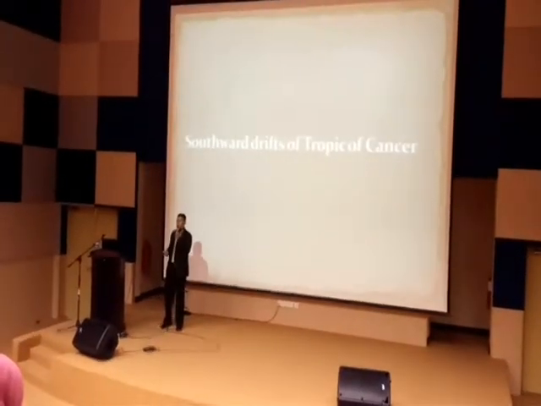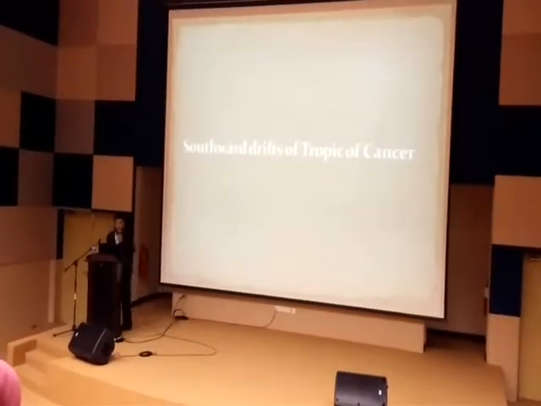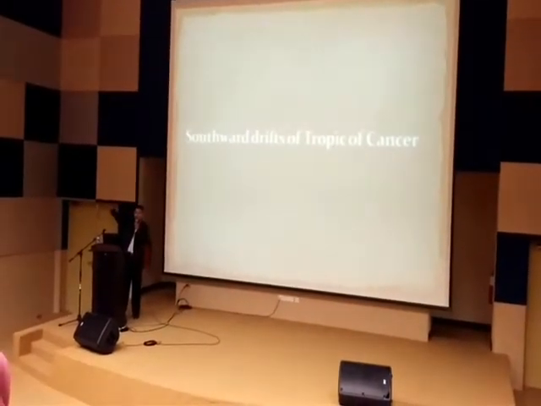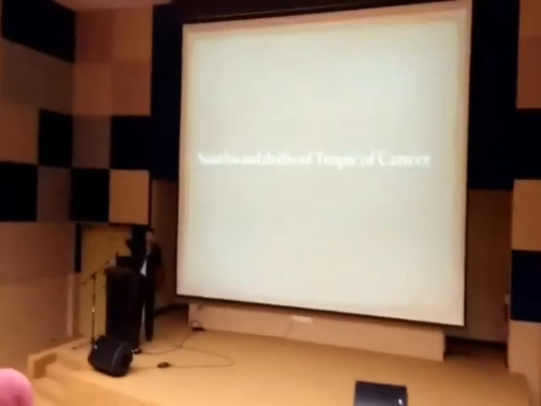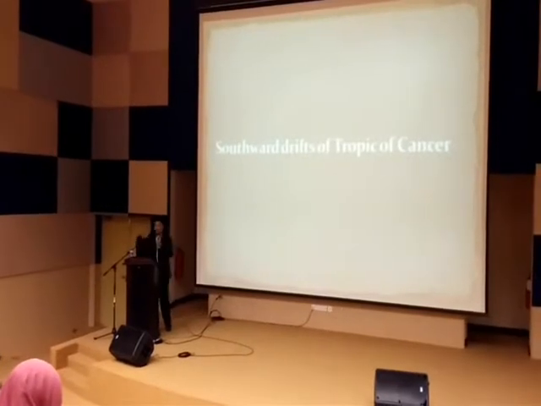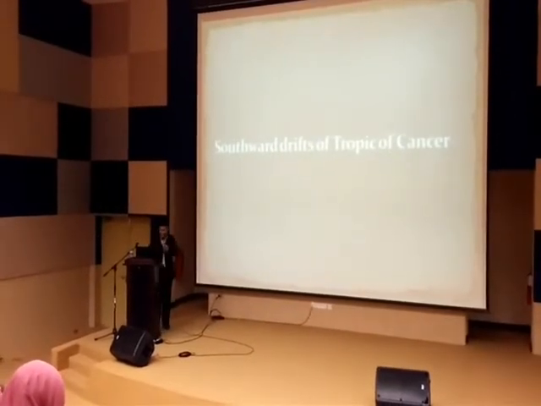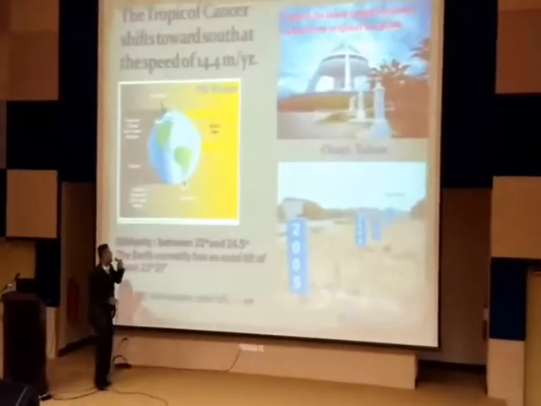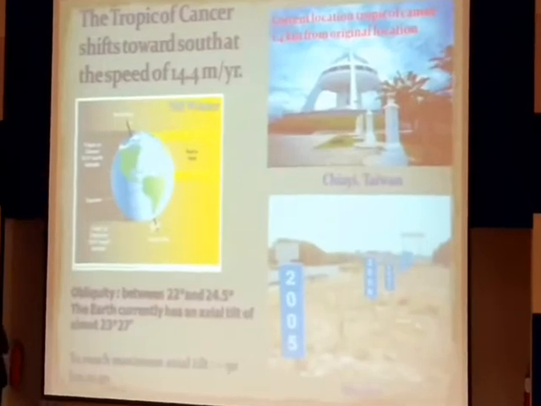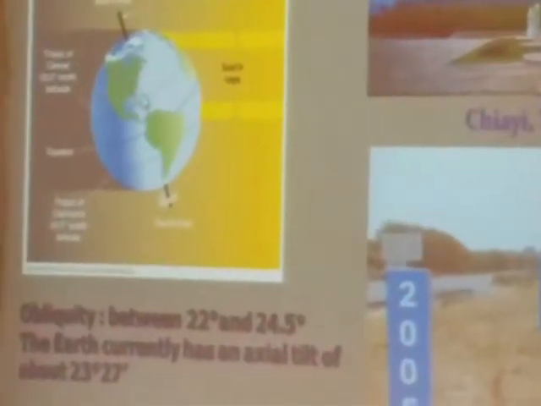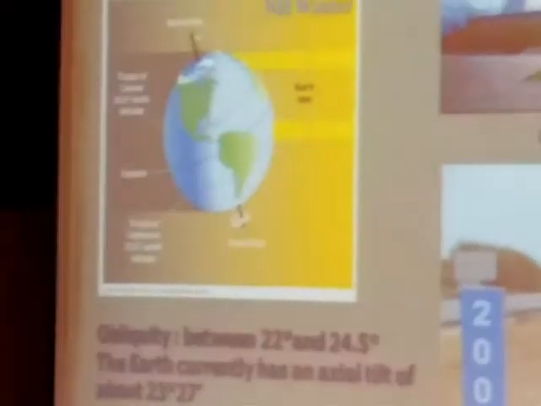So, and then the southward drift of the Tropic of Cancer. We have the Tropic of Cancer, the Equator, and the Tropic of Capricorn, right? Okay. Where is the Tropic of Cancer? Here. The Tropic of Cancer is at 23.5 degrees latitude.